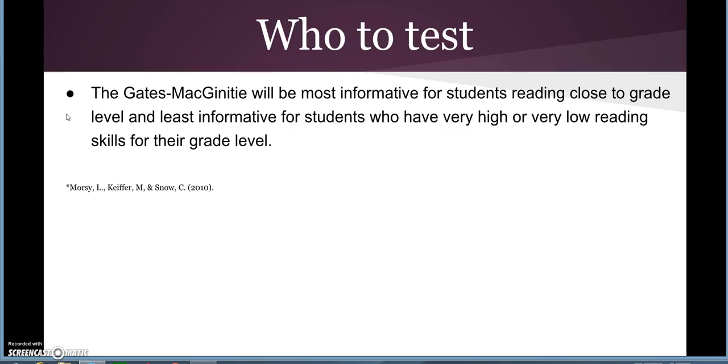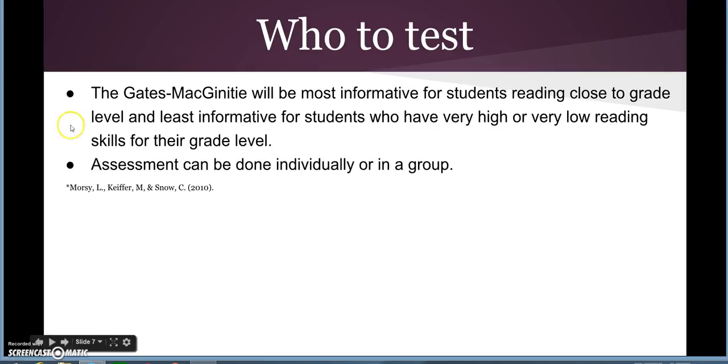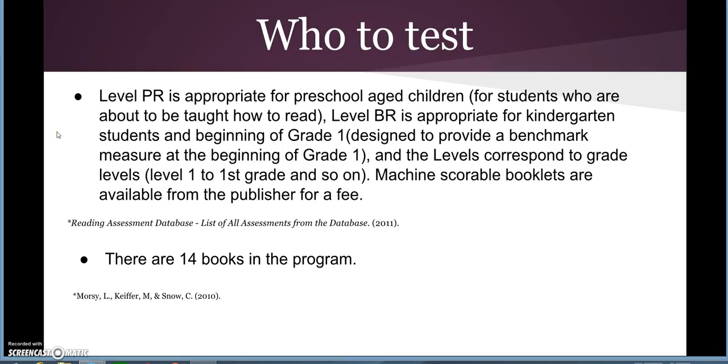Who is a good person to test for this type of test? It's most informative for students reading close to grade level and least informative for students who have very high or very low reading skills for their grade level. That's actually one of the drawbacks to this program. Assessments can be done individually or in a group, so that's nice. Also, the level PR is appropriate for preschool-aged children. Level BR is appropriate for kindergarten. And then they have levels that correspond to grade levels, like level 1 to first grade, and so on. There's a total of 14 books in the program.